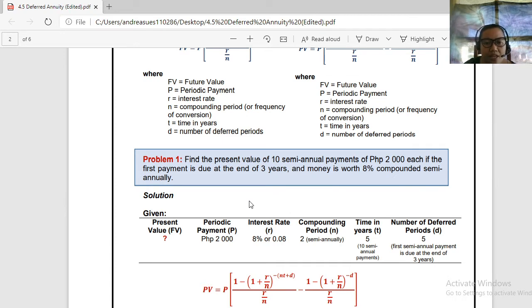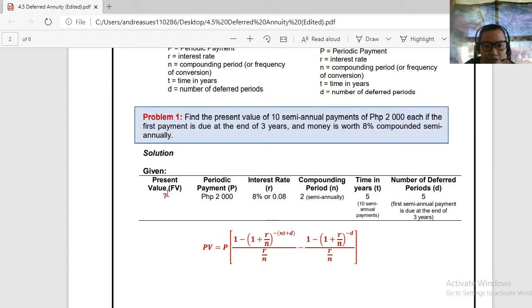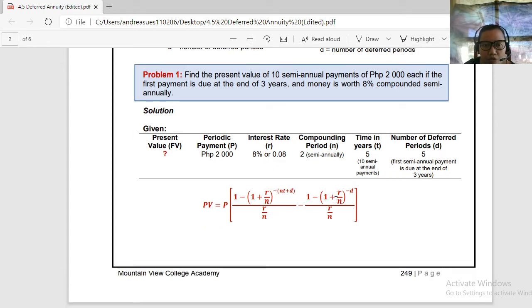Okay, here are the given. Our periodic payment, 2,000. The interest rate is 8%. The compounding period is 2. The time in years is 5. And then the number of deferred periods is 5. Okay, so we have here our formula for the present value.